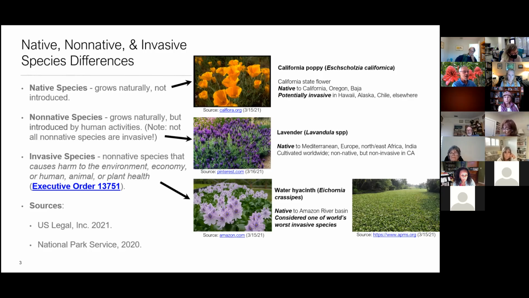Lavender, in the middle there, as an example, is a beautiful non-invasive, introduced, non-native plant. It came from the Mediterranean, Europe area, and you see it everywhere. We have it in our garden. It's not a problem in wildland habitat. It's not a problem for our native plant or wildlife species.